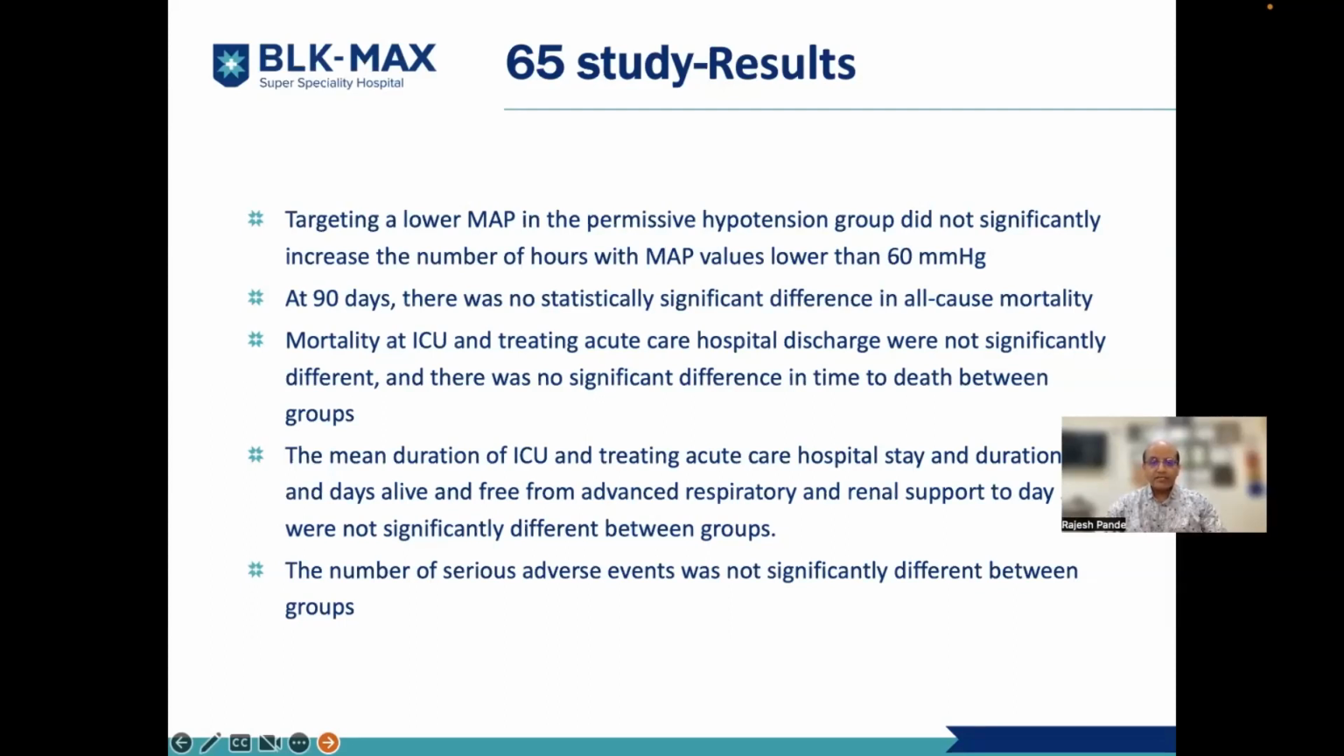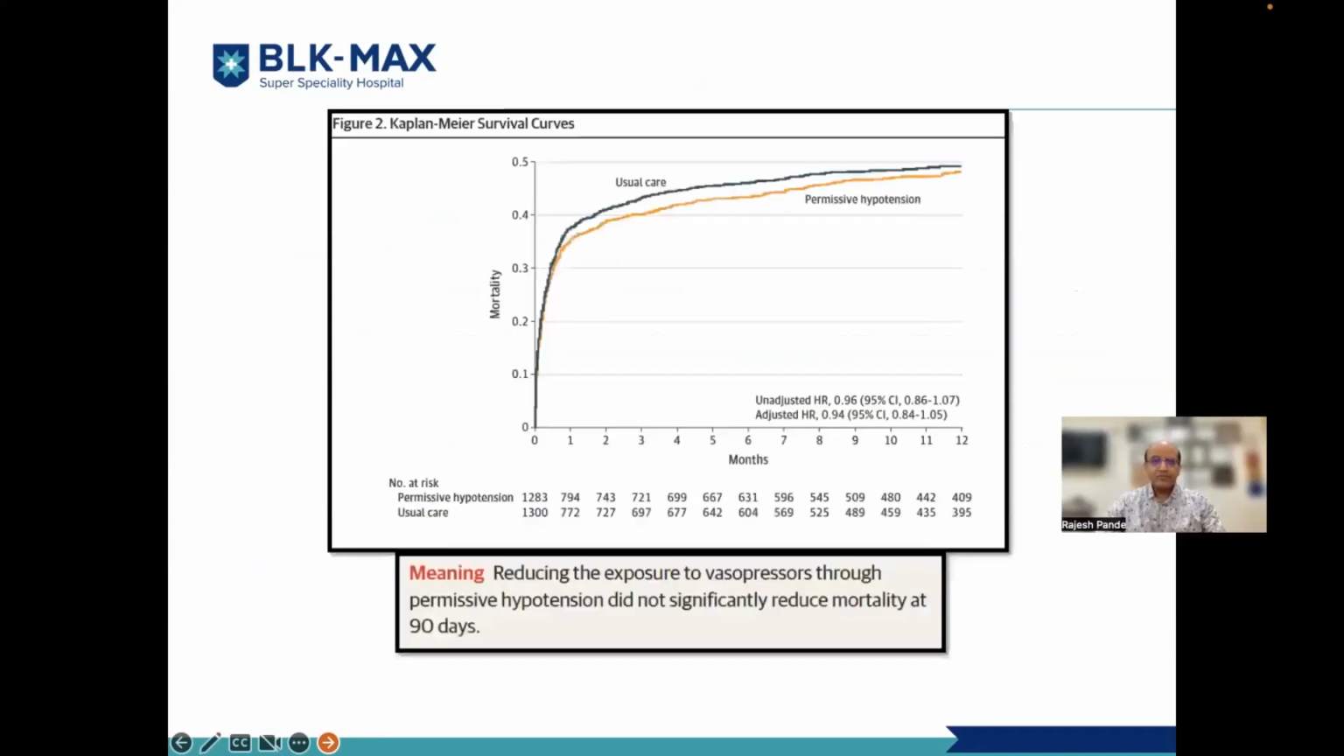The mean duration of ICU and treating acute care hospital stay and duration and days alive, free from advanced respiratory and renal support to day 28 were not significantly different. Number of serious adverse events were again not statistically significant. So they did not find any difference either in mortality or in secondary outcomes, ICU stay, respiratory, renal therapy, or cognitive and other dysfunctions. So here you can see the Kaplan-Meier survival curve.